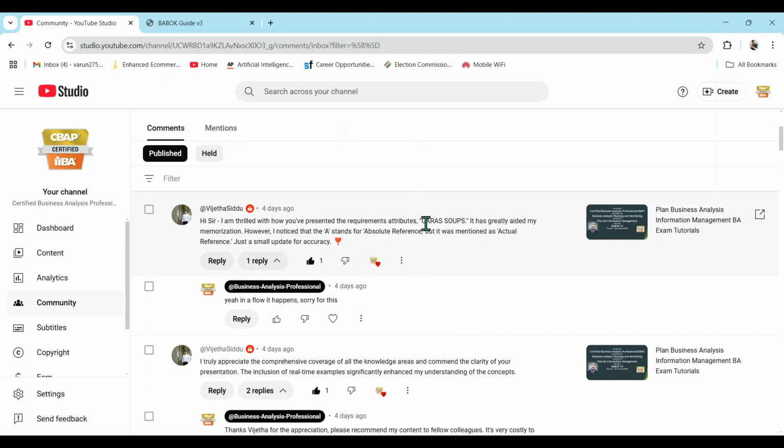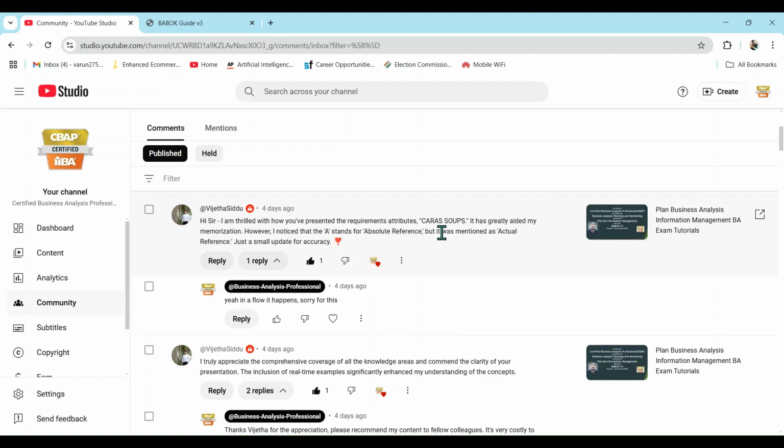you might have gone through the acronym CAARS SOUPS. In other words, C is complexity, A is absolute reference, A is then author, R is risk, S is stability, O is ownership, U is urgency, P is priority, and S is status. Oh, sorry, source.